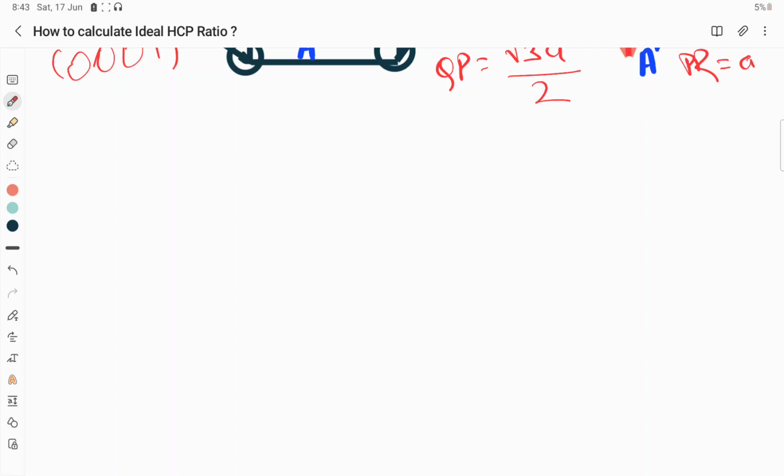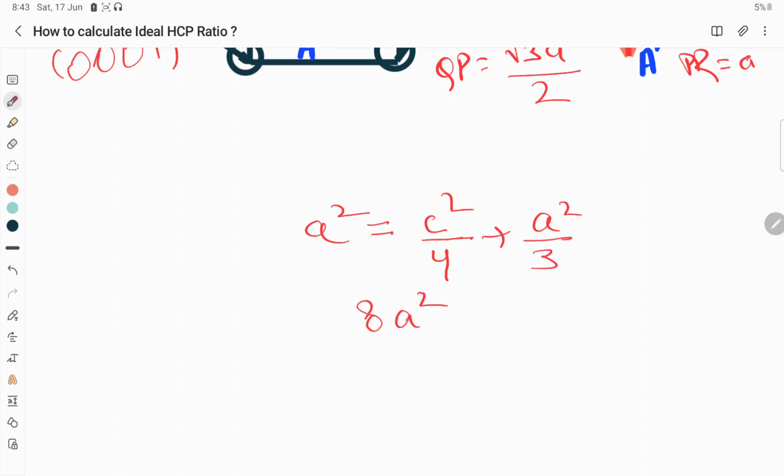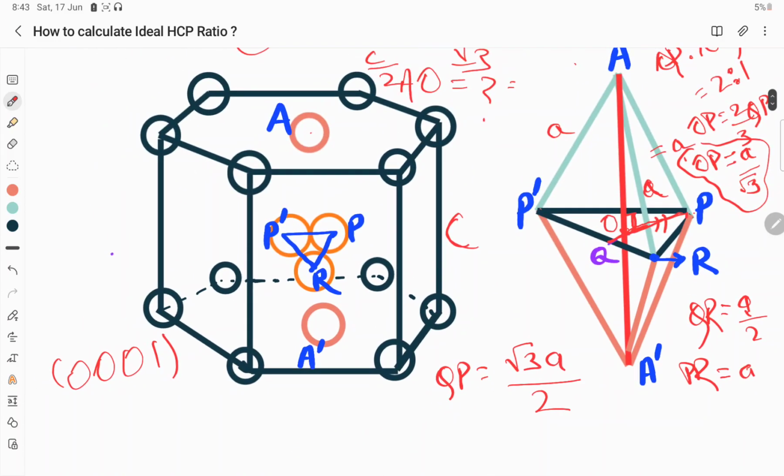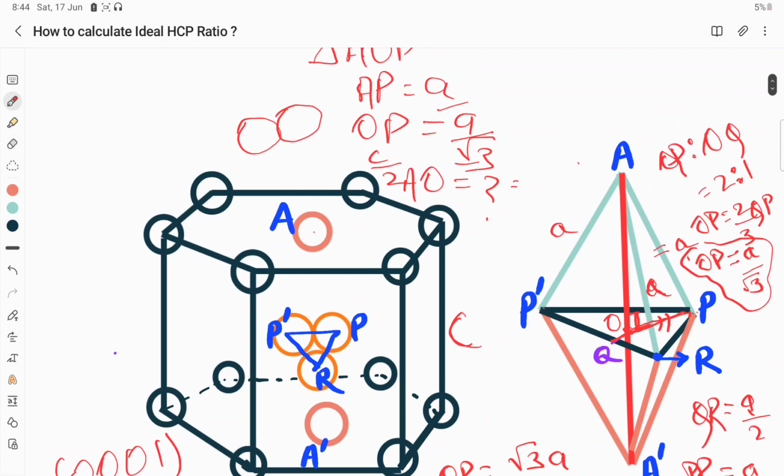By putting the values in the Pythagoras theorem, the hypotenuse squared is equal to the perpendicular, which is c by 2, squared, giving c squared by 4, plus a by root 3 whole squared, which is a squared by 3. We get 8a squared equal to 3c squared, so c is equal to the square root of 8 by 3 times a, which is 1.633a.